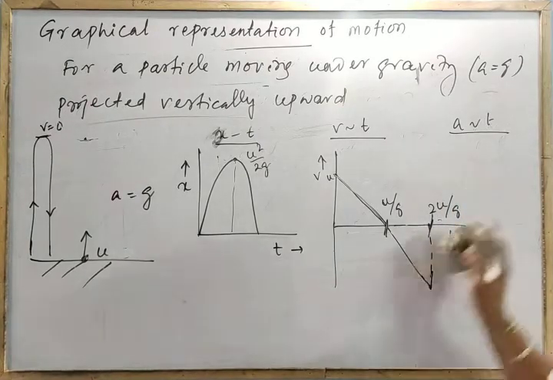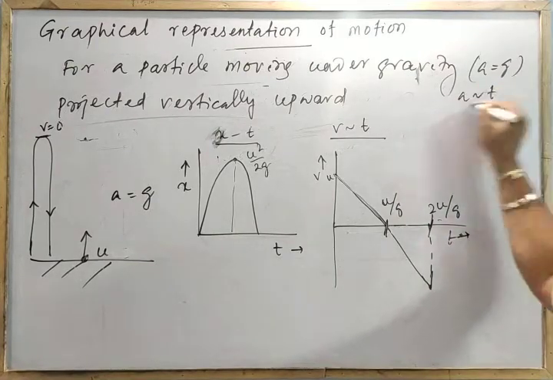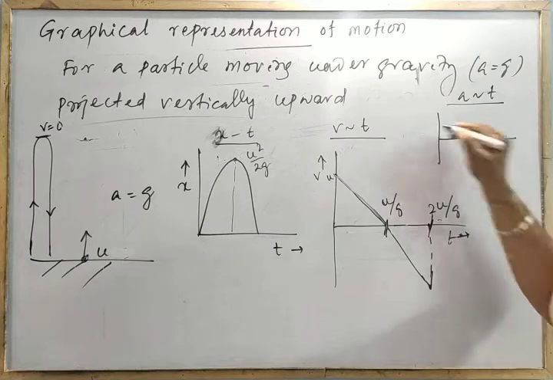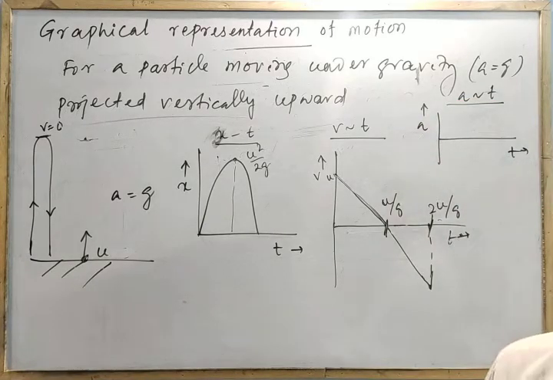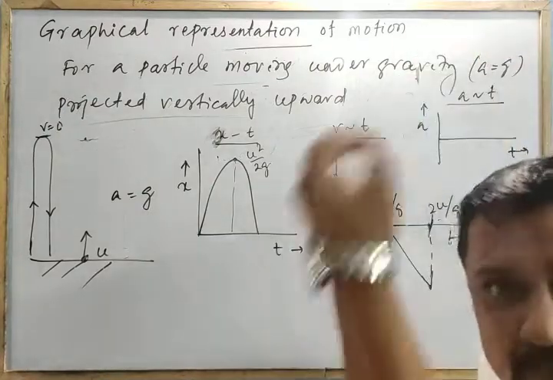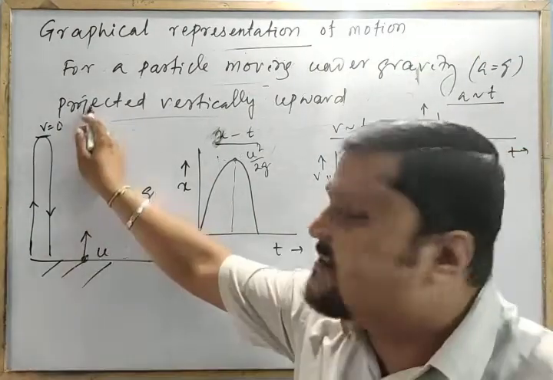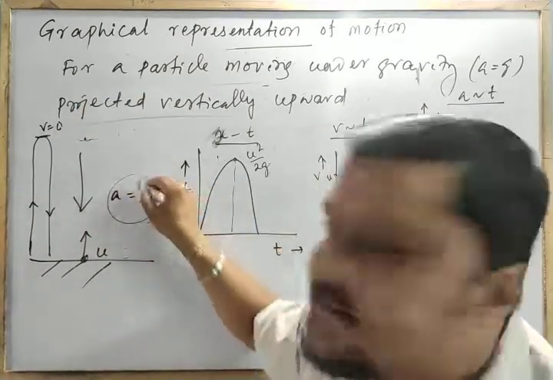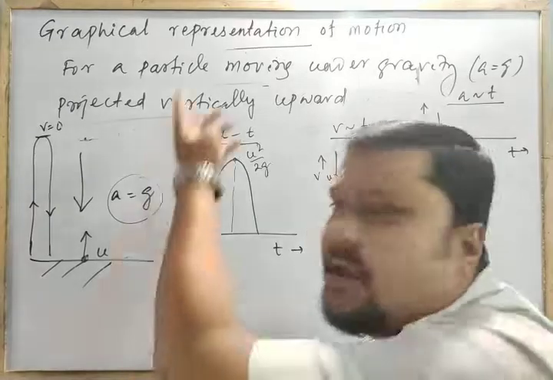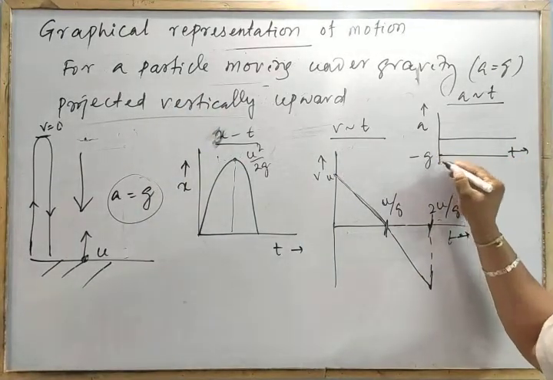Then the acceleration time graph. Let me draw this one. When the body goes up, g is pulling down. Motion is in this direction, and acceleration is always in this direction, the acceleration due to gravity. Motion and acceleration are in opposite directions, so it is negative. This is minus g.